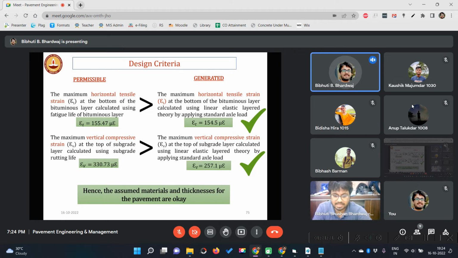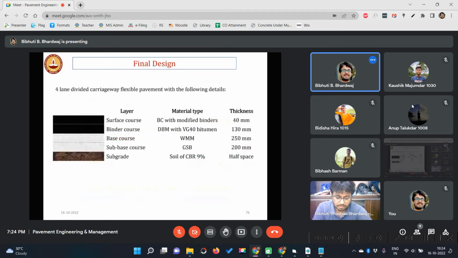So what are the assumed materials and thicknesses? What are the materials for the surface course? What we assumed was bituminous concrete with modified binder. It can be PMB, CRMB, or NRMB, but it has to be modified. And what is the thickness of that layer? 40. 40 is okay. Then for binder course, we assume dense bituminous macadam with VG40 bitumen.